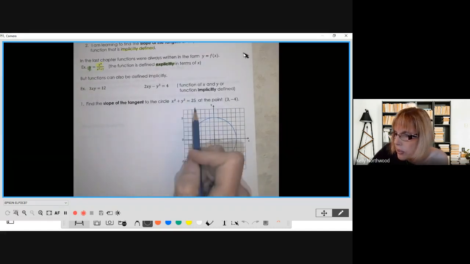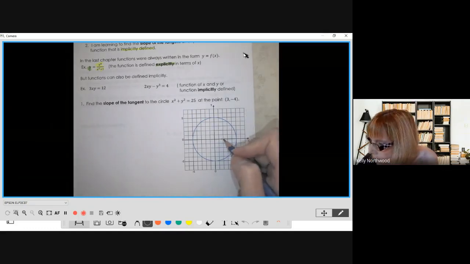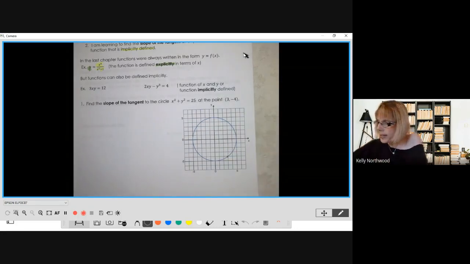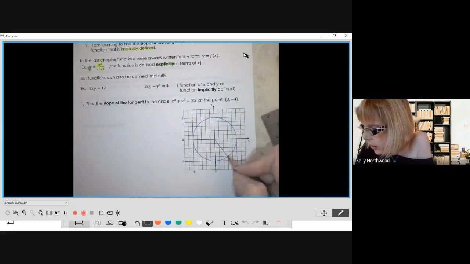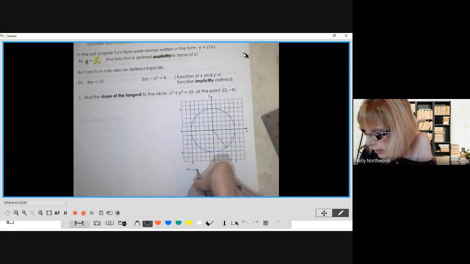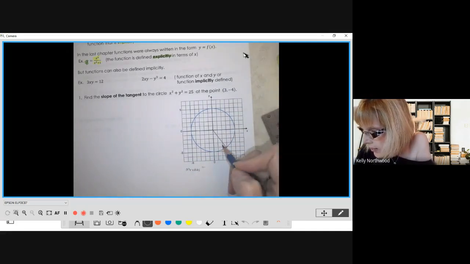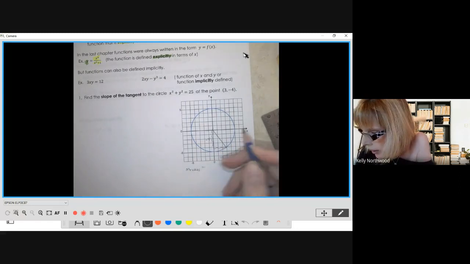If you remember back to circles, a property of circles was that the tangent was always perpendicular to the radius at that point. So at the point (3, -4), here's our radius. And we can see that our radius, m radius, has a slope, and it's a negative slope. It's got a rise of -4 and a run of 3.